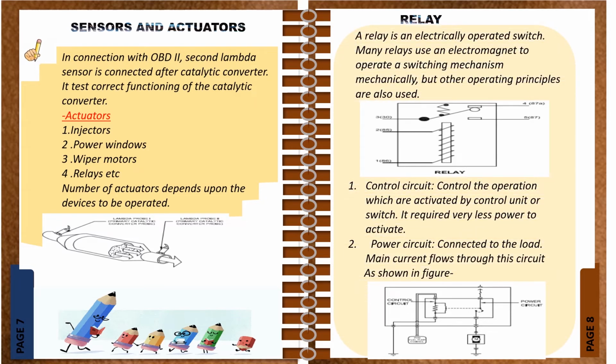Actuators. Number 1, injectors. Number 2, power windows. Number 3, wiper motors. Number 4, relays, etc. The number of actuators depends upon the device to be operated.